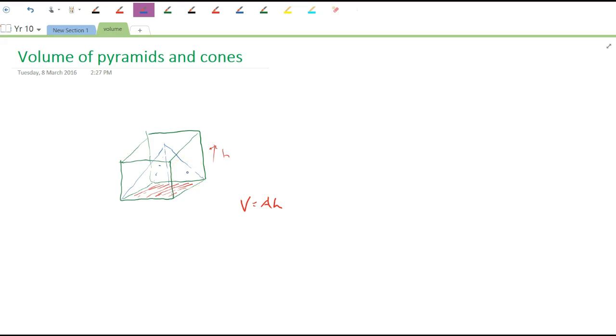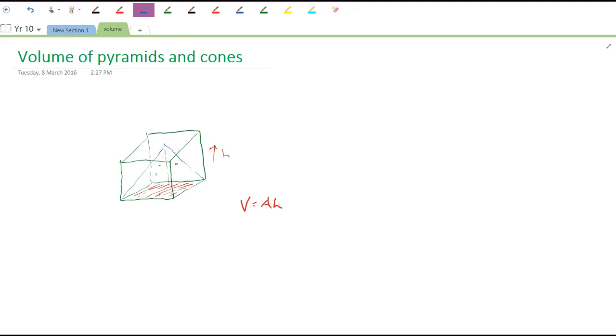And what is the relationship then between this pyramid and this prism in terms of the relationship between the volumes? Well, the relationship is this: it's 1/3. We can fit 3 of these pyramids into this cube, this square base pyramid. I could fit 3 of those into this cube with the same square base and the same height.